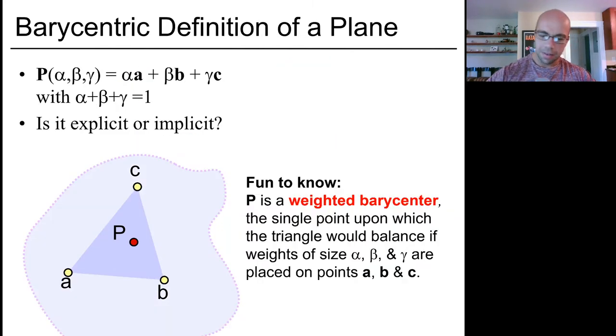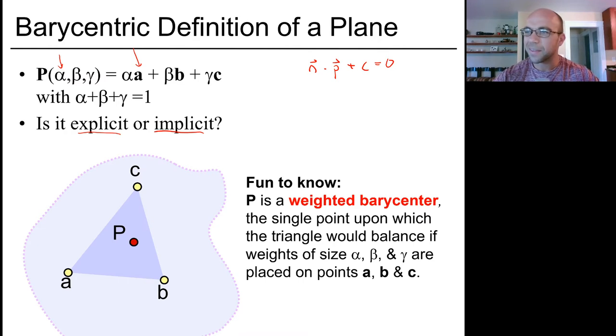So you might ask, is this an implicit or an explicit barycentric definition of the plane? I wouldn't get too hung up on this terminology, but it's worth knowing. And the answer is that it's explicit, right? There's a function that goes from alpha, beta, gamma to that point. So this is a parametrization. This is different from at one point, remember, we also talked about a plane as the locus of points where the normal vector dot your point plus a constant equals zero. So this is an explicit parametrization of the plane, and that's convenient to work with in the ray tracing universe.